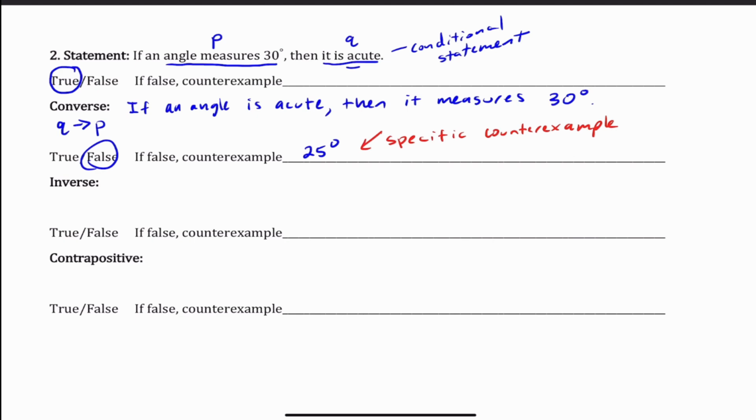Now, let's take a look at the inverse. That's going to be not P, then not Q. So I would say if an angle does not measure 30 degrees, then it is not acute.